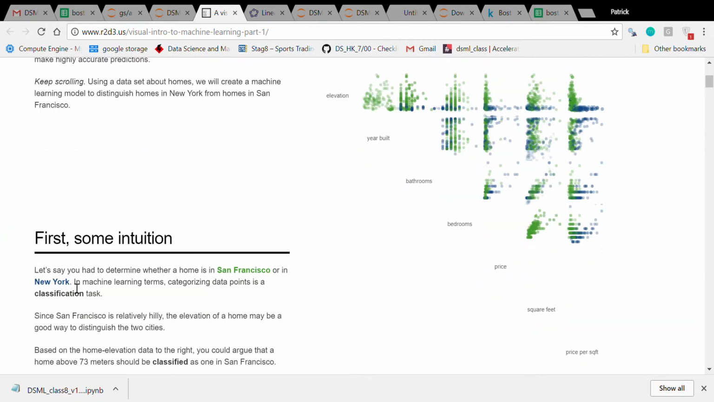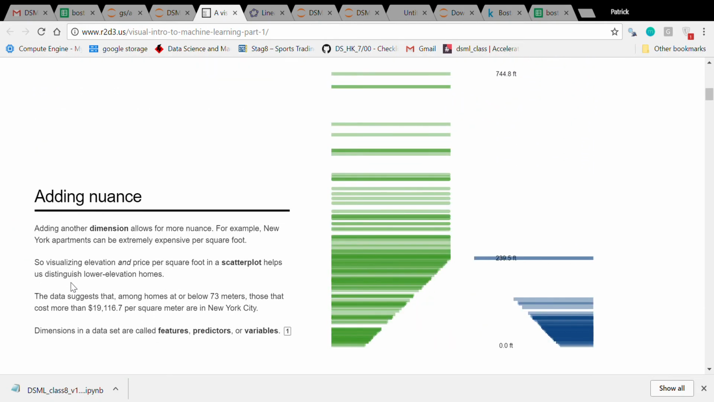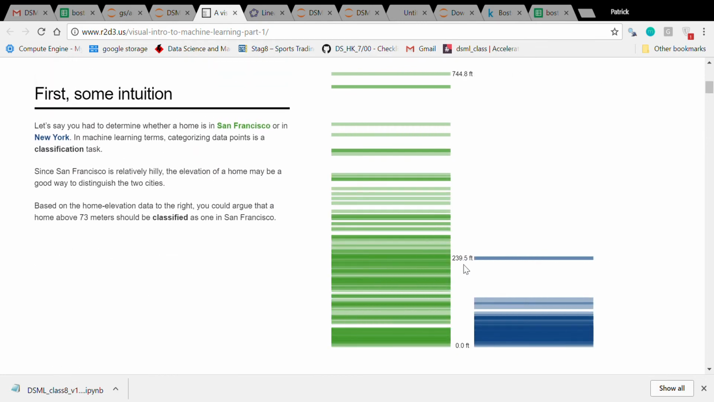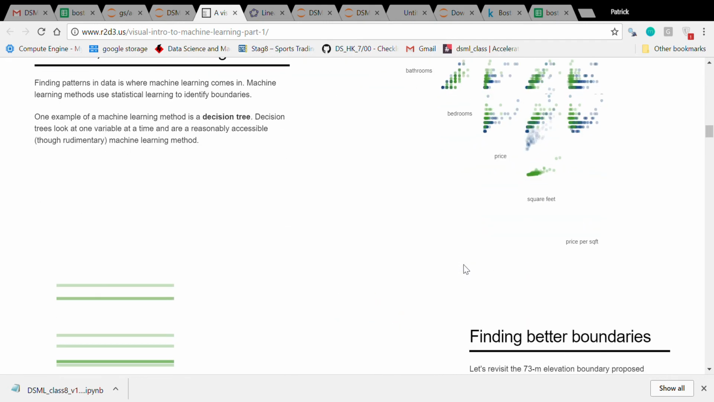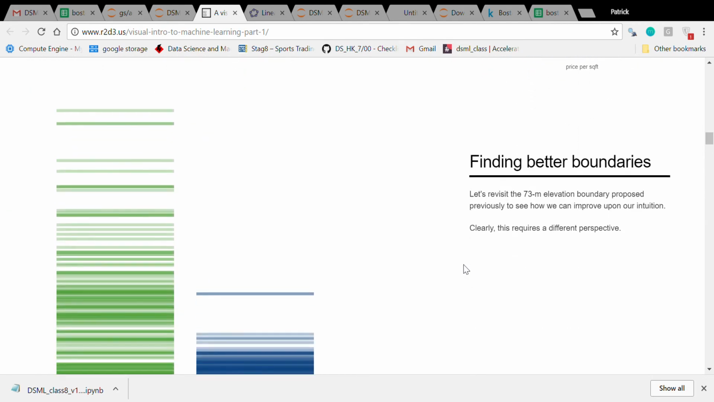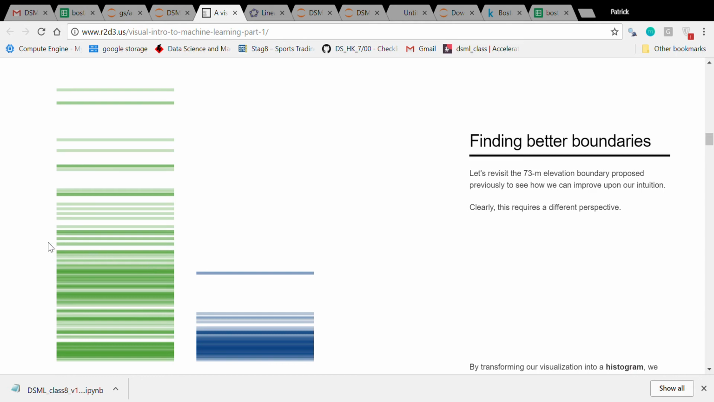If you go back up, we should be able to come up with a rule that every flat smaller than 339 feet can be from New York. Otherwise, it's from San Francisco. That's one of the rules and one of the cutoff lines we can find. After we find this cutoff line, we still have a bunch of San Francisco flats that are unclassified.